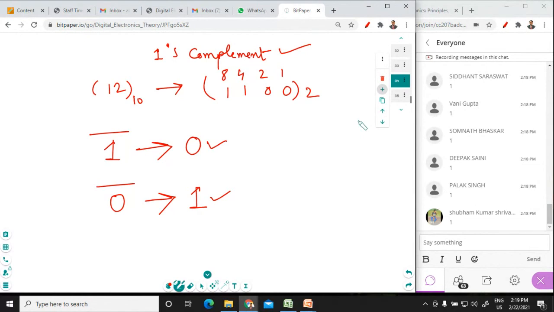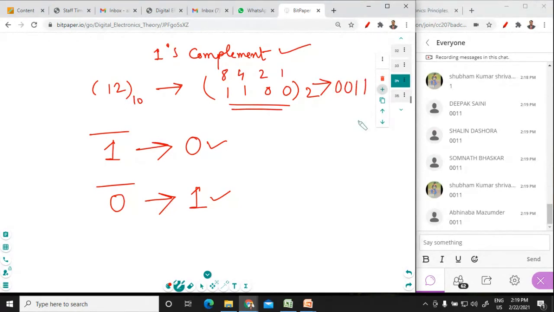Okay. If you want to find out the 1's complement of this particular number, you have to complement the whole number. Okay. So how you can represent this number? 0011. Yes, you are right. So when you want to complement this number, you have to represent 1 as 0, and 0 can be represented as 1. Okay. So these are the ones complement.